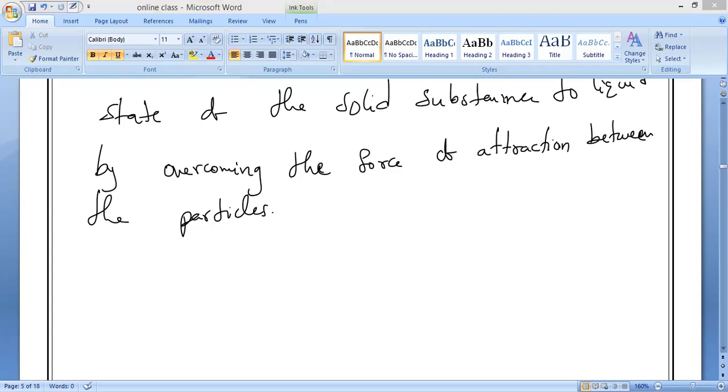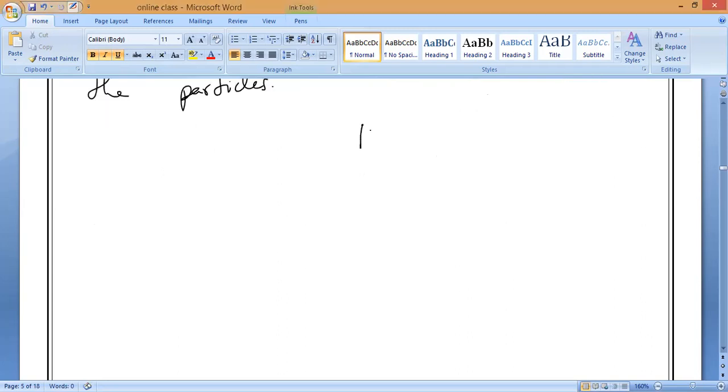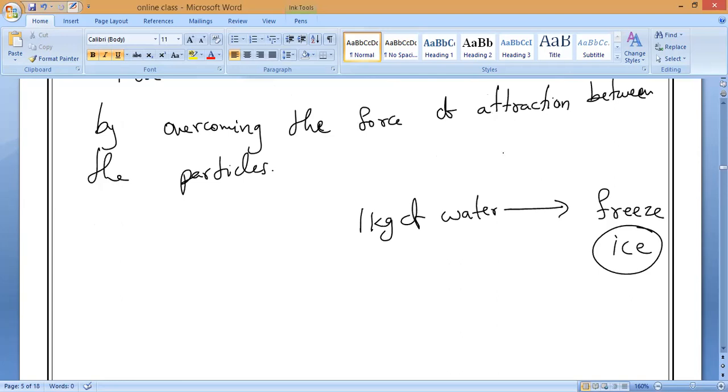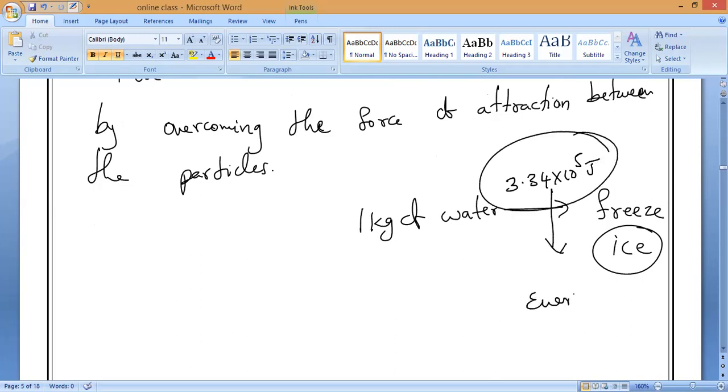Yes, sir. Now in the same way, when you are freezing 1 kg of water, if I am trying to freeze it, then how much energy will be released? Freezing means ice. Heat energy 3.34 into 10 power 5 joule is released. Do you understand, everyone?